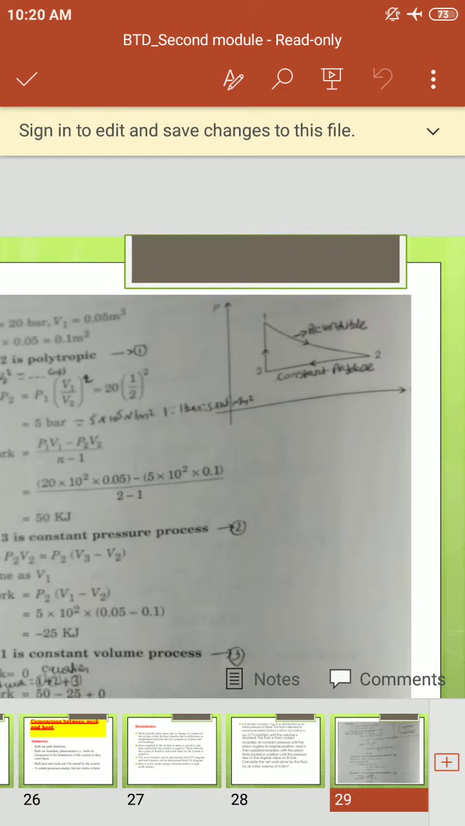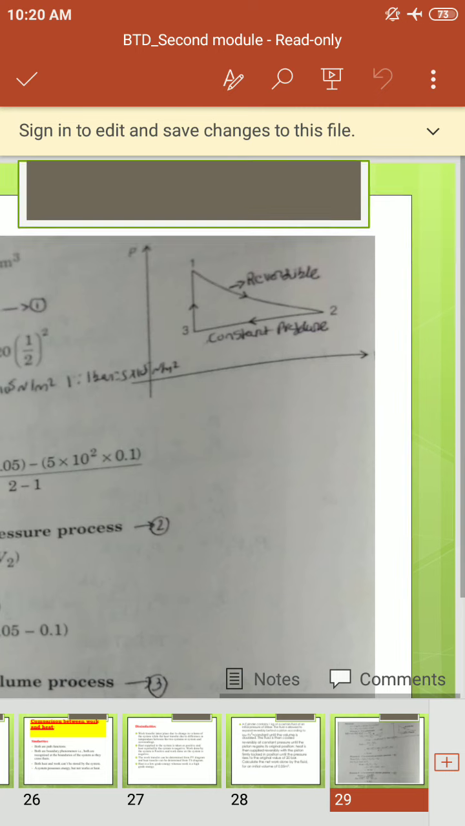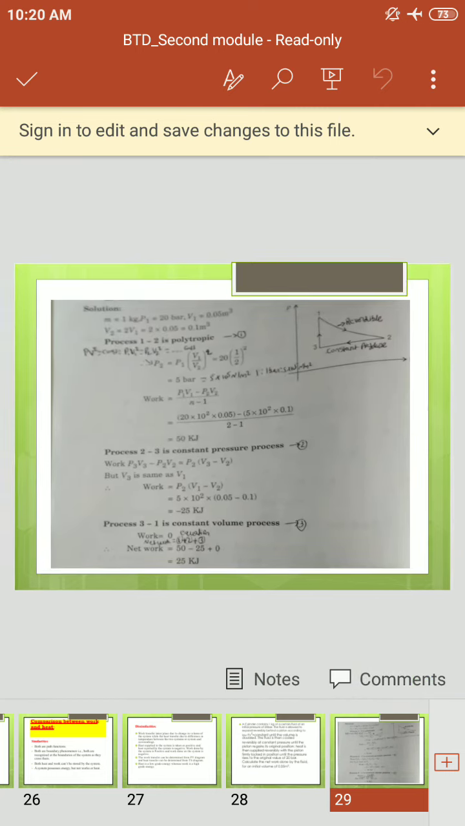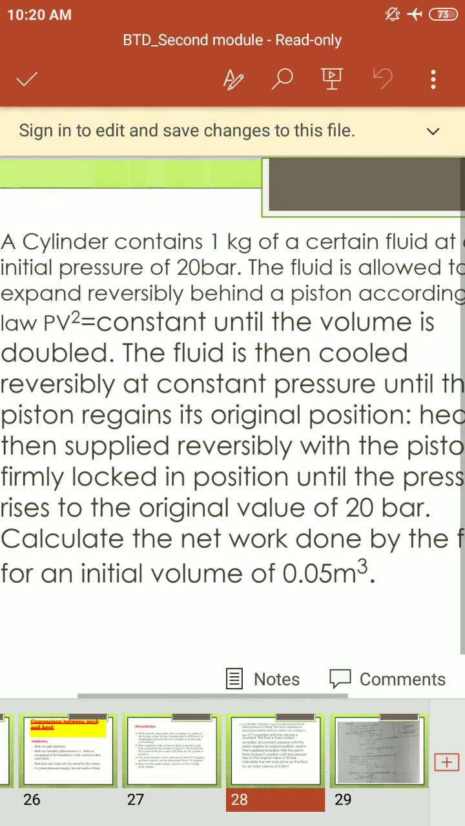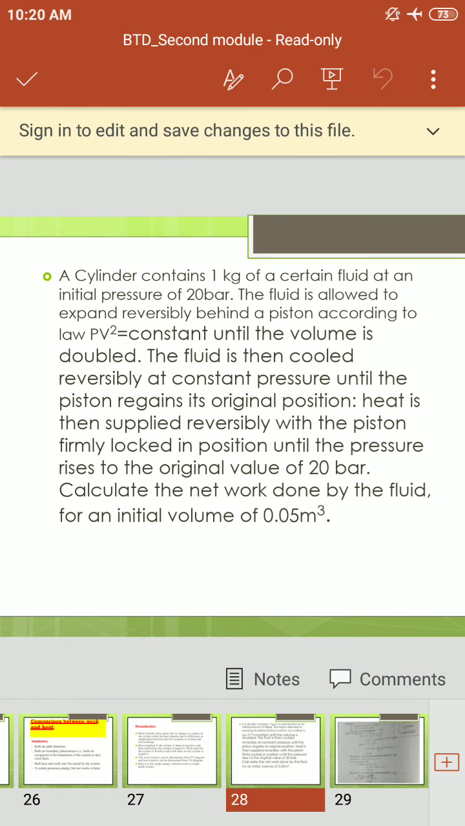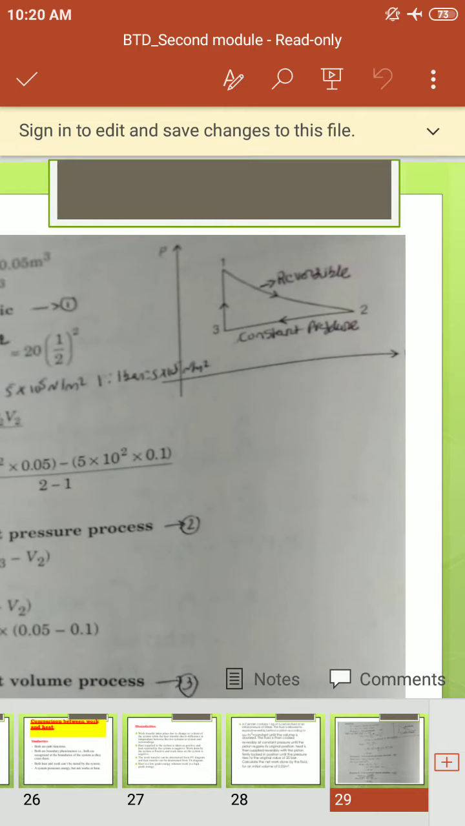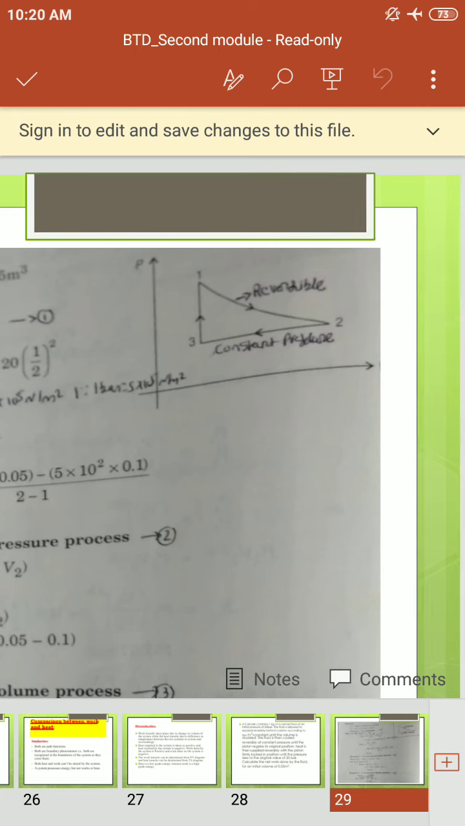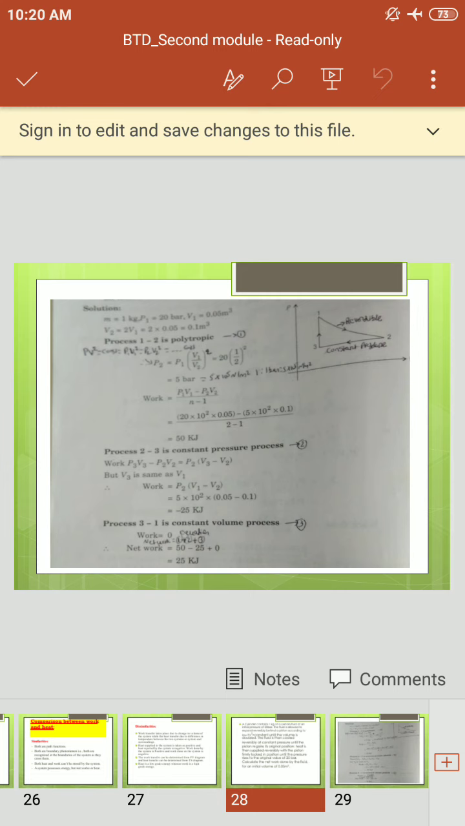For that polytropic process, reversibly, draw the PV diagram such that you draw 1 to 2. The curve should be like reversible. The fluid is allowed to expand reversibly behind a piston according to the law PV raised to 2 equal to constant. According to that polytropic process, the PV diagram should be reversible in the form of 1 to 2. Therefore, write here reversible. First, the 1 to 2 process is over. Next is what?